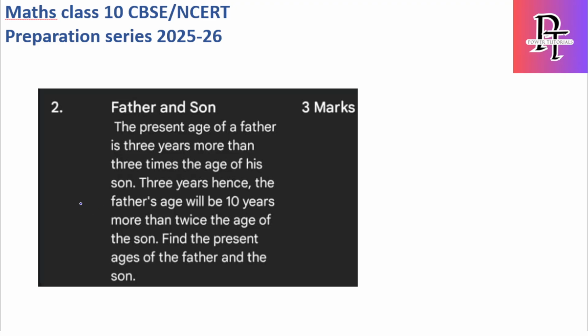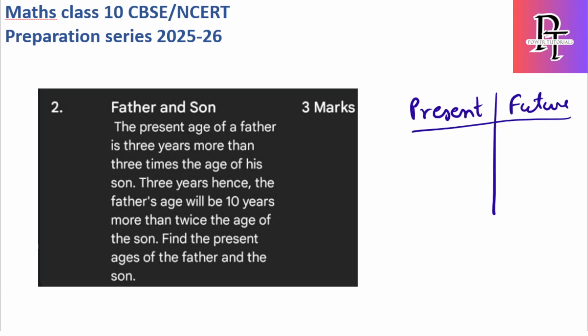So this is a 3 marks question. Here, what is the scenario? It is a father and son question. The present age of father is 3 more than 3 times the age of his son. 3 years hence, the father's age will be 10 more than twice the age of his son. So here we have only two scenarios, which are present and future. There is no past, so we have only two.